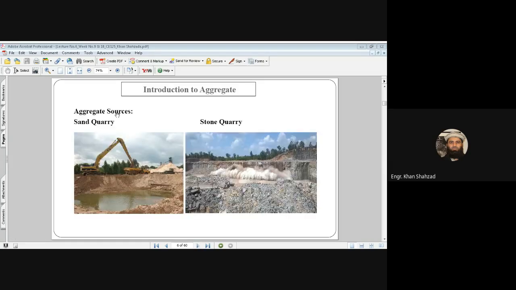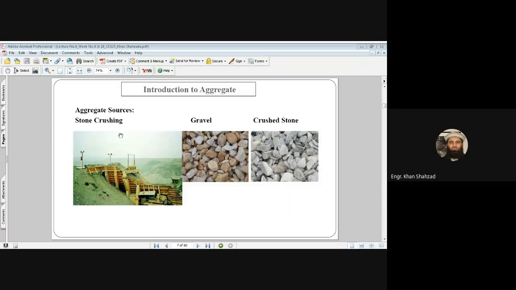Here you can see the aggregate sources. This is a sand quarry. Maybe you people have seen this. These are natural sources. From here you can get the sand. This is the stone quarry from the rocks, and then we have this crushing machine. You can pass these stones through this crusher machine, and finally you can have these crushed stones.